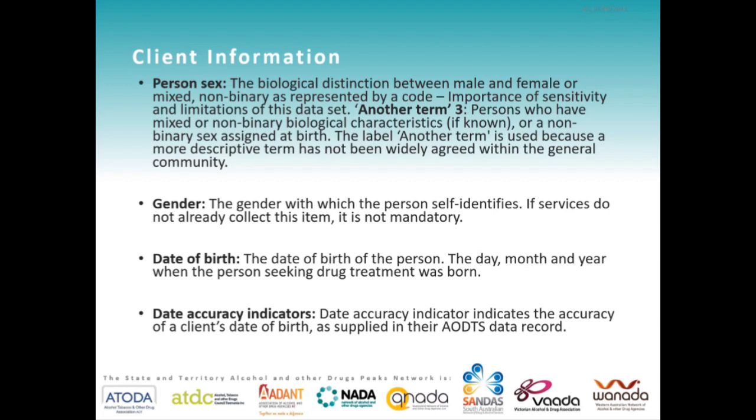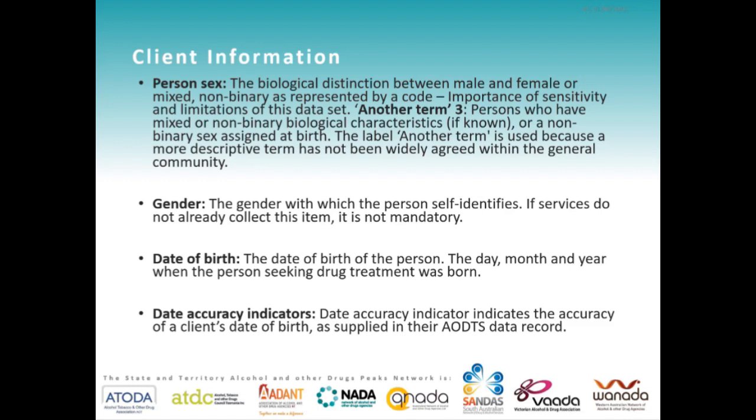And down the track, I think we're headed for also collecting data about sexuality. It's important because we know that LGBTIQA communities in our prevalence studies use substances at higher rates than the general population, particularly some illicit drugs. But we don't have any visibility about whether that translates into more LGBTIQA folks accessing treatment services.